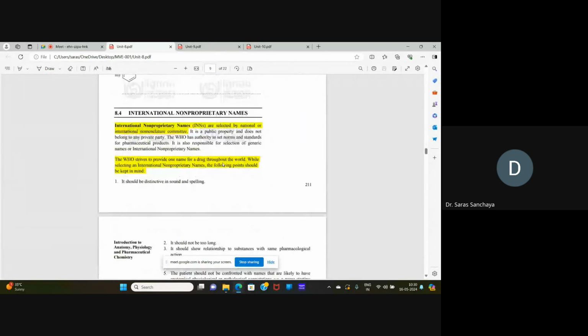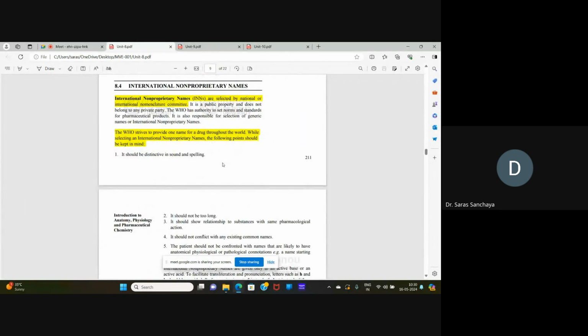Now we come to international non-proprietary names. International non-proprietary names are selected by national or international nomenclature committee. The WHO, the World Health Organization, strives to provide one name for a drug throughout the world. While selecting an international non-proprietary name, the following points should be kept in mind.